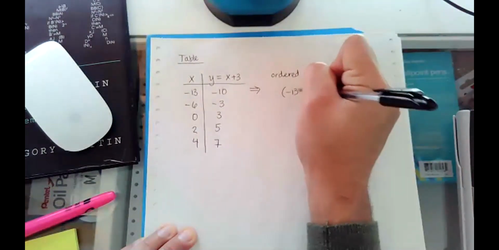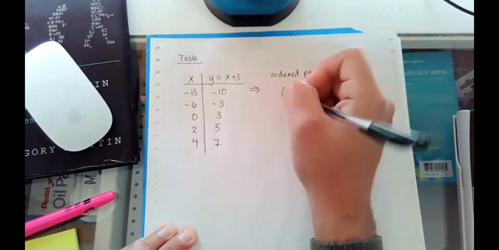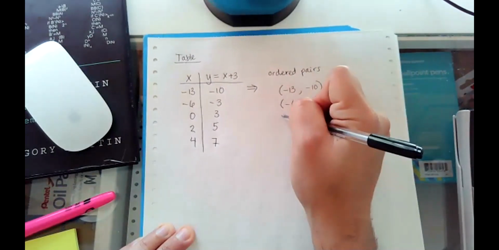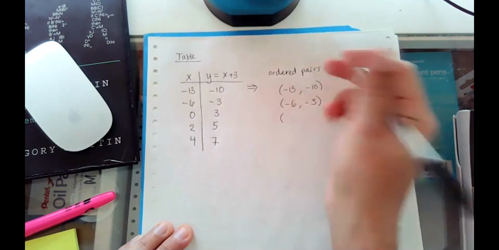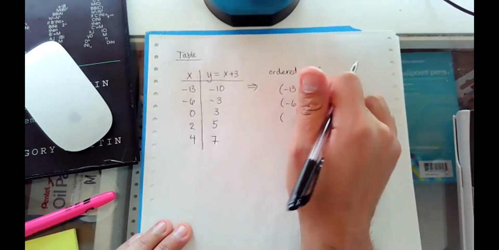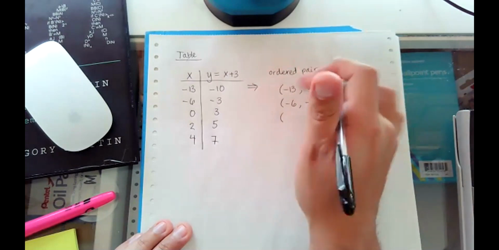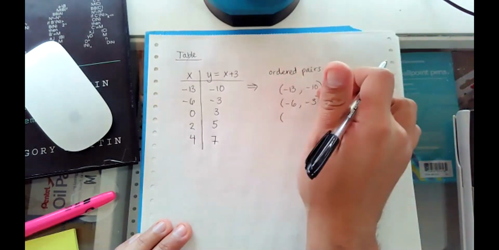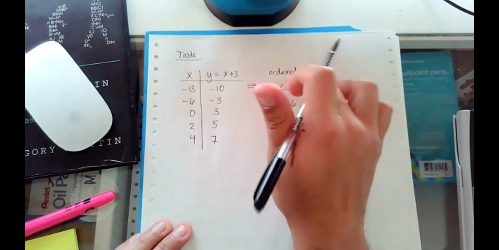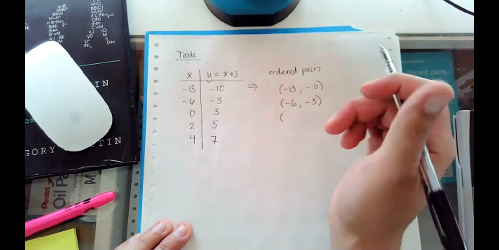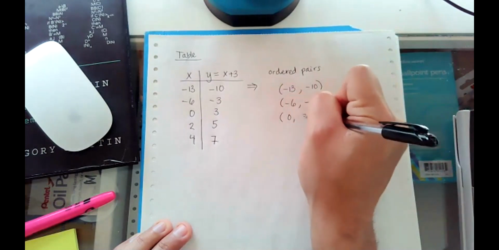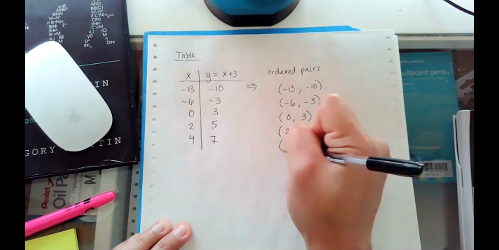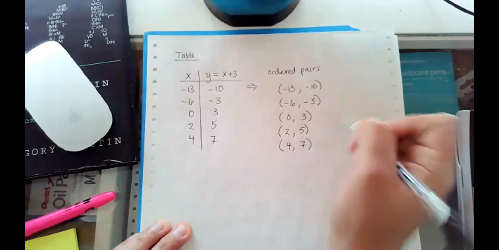as -13, -10, -6, -3. Right? And the x and y values are separated by the comma. And again, they're called ordered pairs because there's a defined order. Mathematicians know that if you write this parentheses and you put the comma in the middle, the first number is always going to be the input value or the x value. 0 and 3, 2 and 5, and 4 and 7.